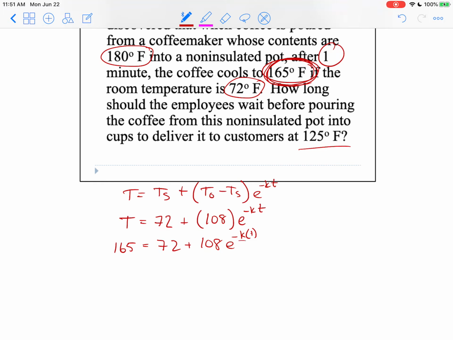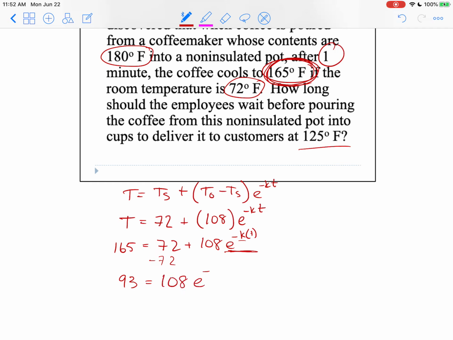I need to solve for k, but k is in the exponent. So what I'm going to do to solve for k, which is in the exponent, is I'm first going to move everything away from the thing that has the exponent variable in it, which is e to the something. I'm going to move everything away from e to the something that I can. So the first thing I'm going to do is subtract 72, get this 72 out of there. So we have 165 minus 72, which is 93.